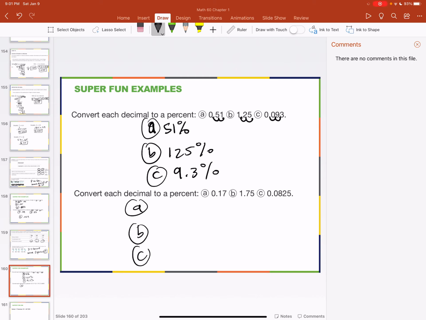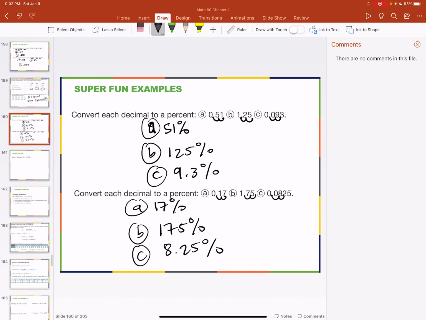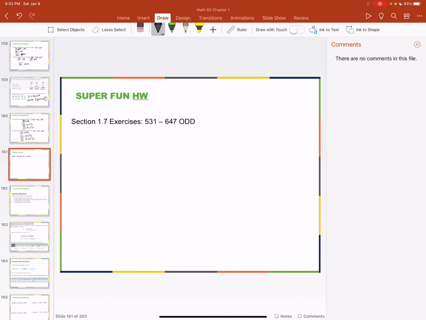Let's do a few more. A, B, C. A, you guessed it, 17%. How about B? Here's the decimal point, move 2 spaces over, 175%. And then C, 8.25%. And that is it for this section.